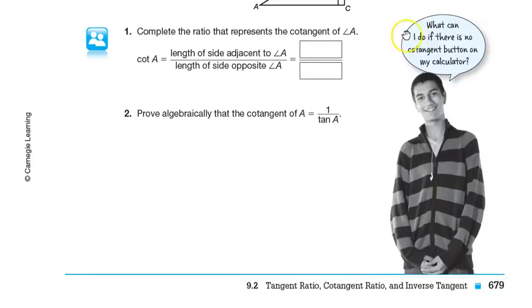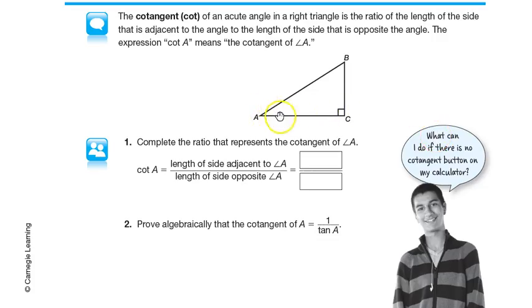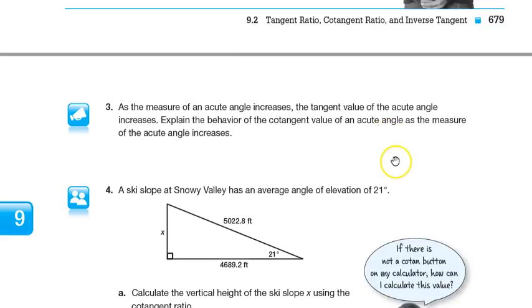And it says, what can I do if there's no cotangent button on my calculator? Well, if you think about that, the cotangent of A is really the tangent of B. So if I know this angle, and I could find the tangent of this, I should be able to find the tangent of that. And the tangent of that is the cotangent of this, because for B, the tangent is opposite over adjacent. The cotangent for A is adjacent over opposite, but it's still these two same exact size, same exact measurements.